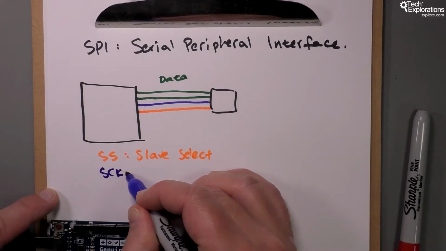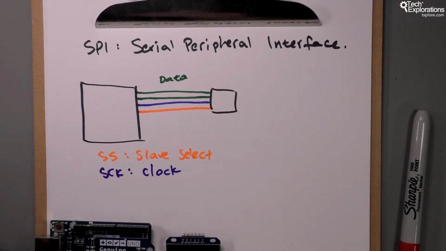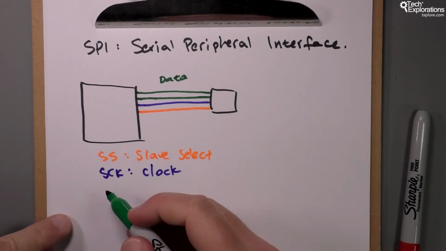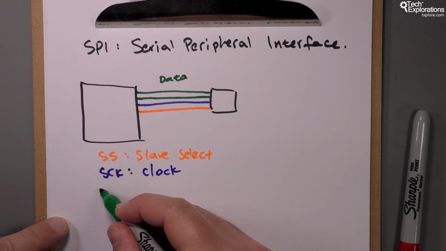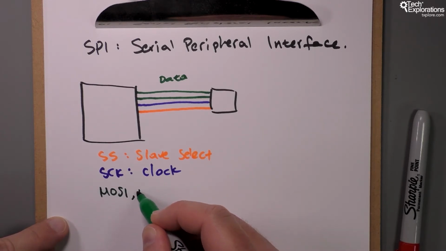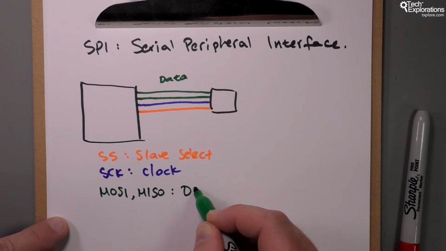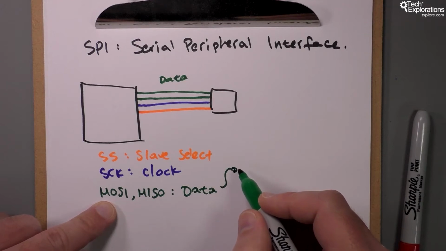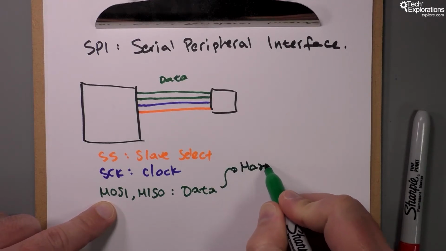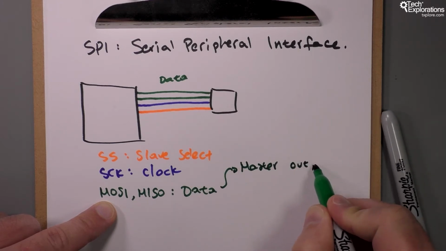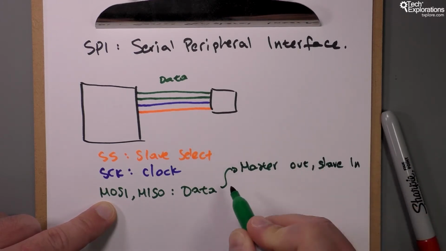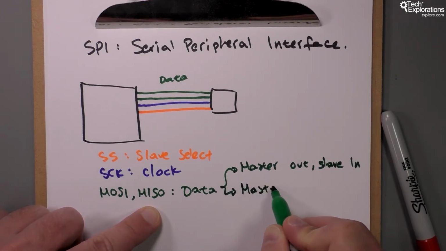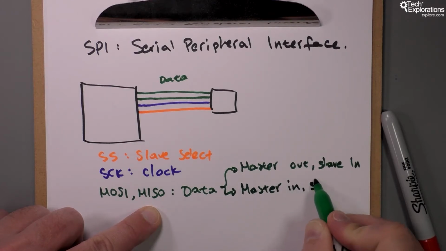Blue is SCK, which is a clock. And the 2 green lines are MOSI and MISO, which basically convey data. MOSI is master out, slave in. And you can probably guess that MISO is the opposite, master in, slave out.